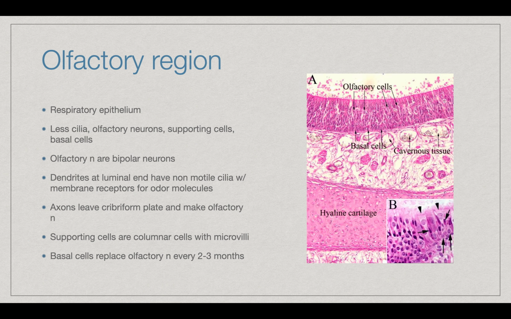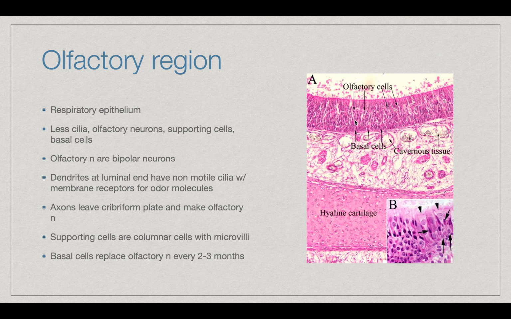Okay, so the olfactory region is going to be like the true respiratory epithelium, and that's going to have less cilia. Instead, they're going to have olfactory neurons, supporting cells, and basal cells. Basal cells, of course, are your stem cells. And the olfactory cells are going to be your bipolar neurons. Dendrites are going to be at the luminal ends, and they don't have any motile cilia, but they have some projections that poke out in order to receive the odor molecules.